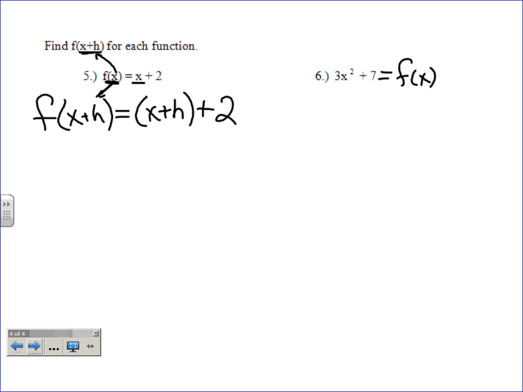Can I do anything to x plus h plus 2? Can I simplify that in any way? Like, can I put the h and the 2 together or anything like that? No. That one's pretty well done. That's about all you can do.